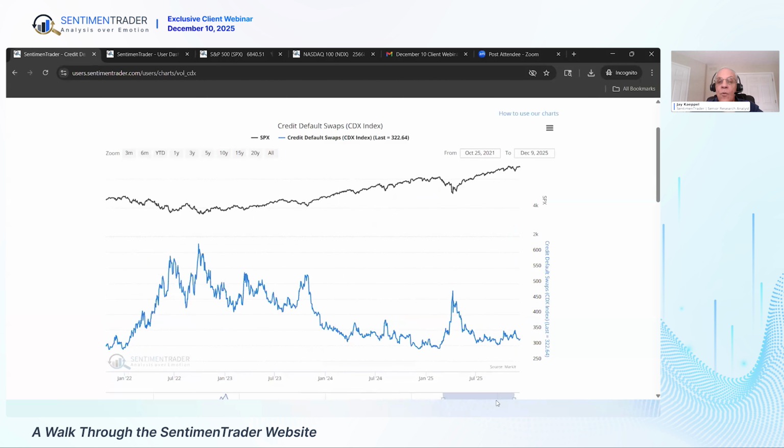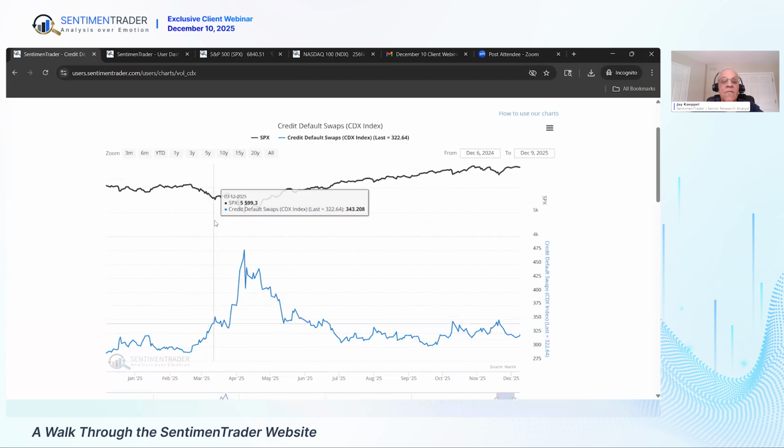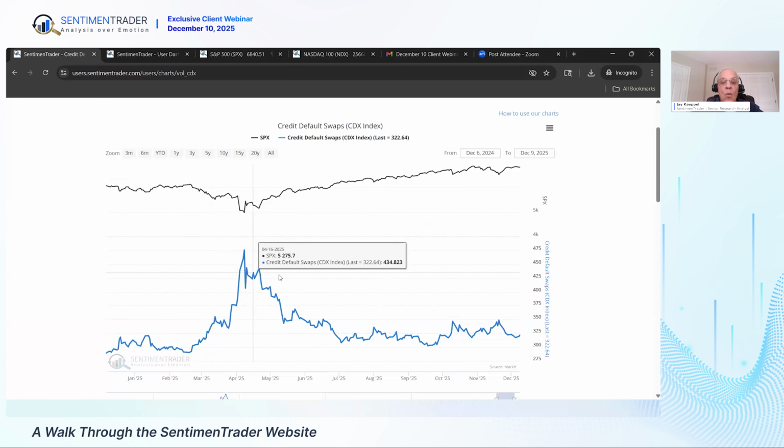And then if we fast forward, this year was a little interesting. Even before the tariff announcement, we saw this thing start to rise, and that was our clue that there was going to be some trouble. It already started, as a matter of fact, but then once it started back down, that was a huge clue that the tariff was not necessarily going to be a bad thing for the market. So that's credit default swaps.